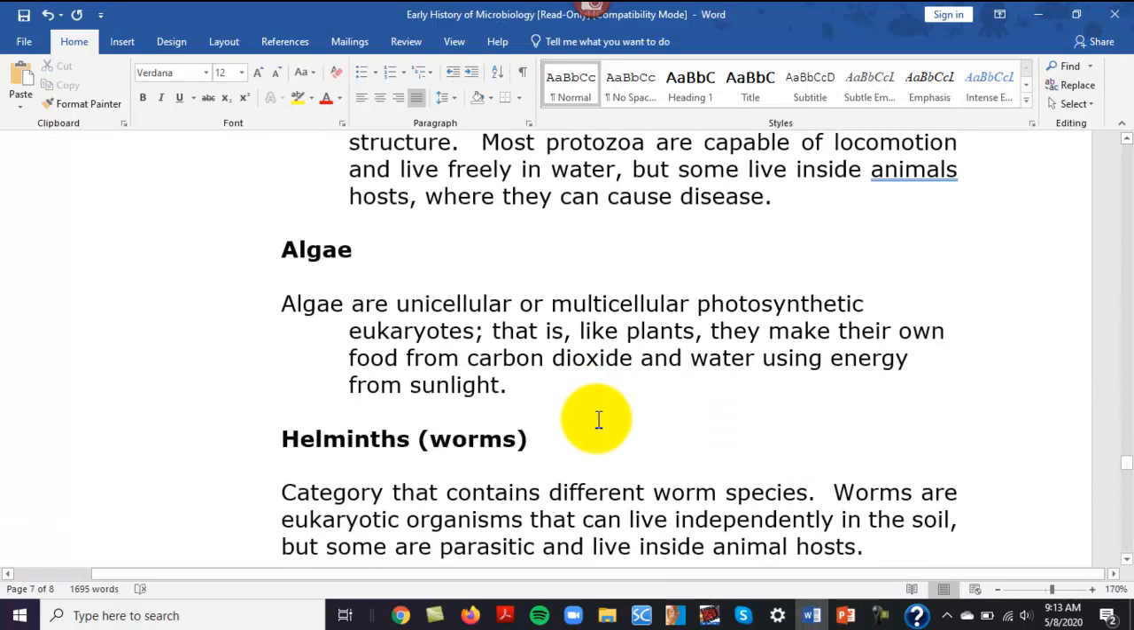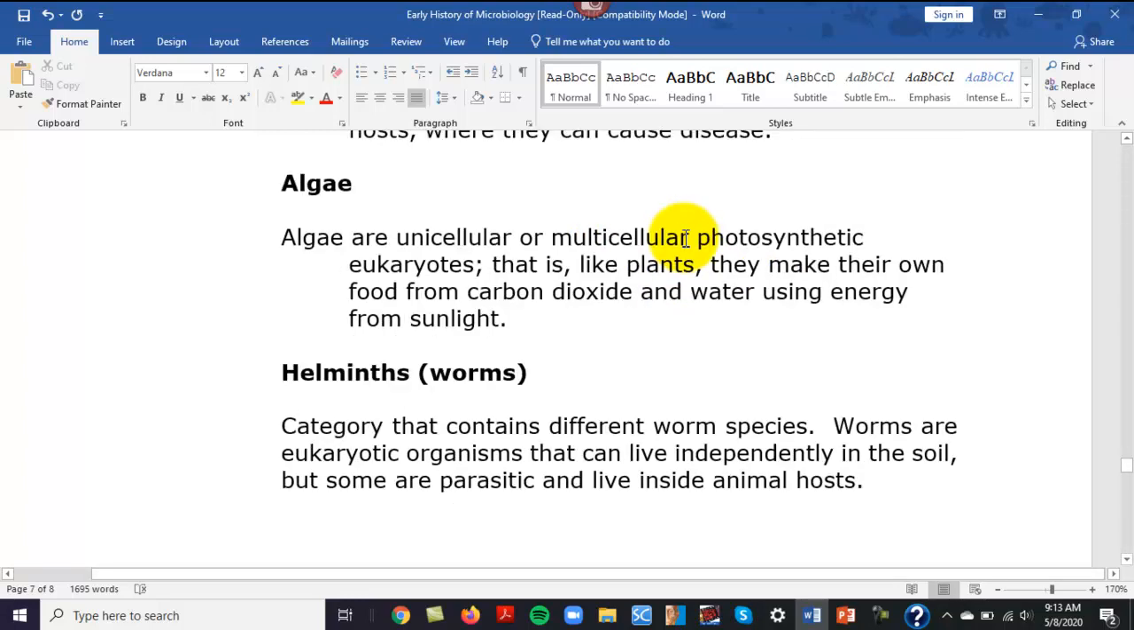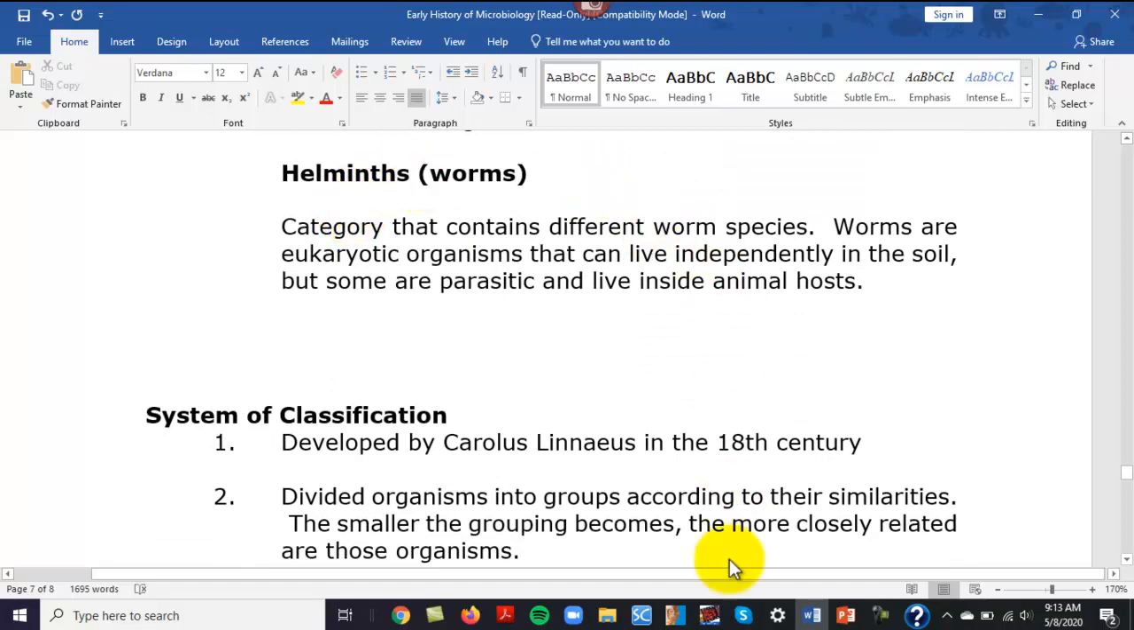Algae, unicellular and multicellular photosynthetic. Really do not talk about this in our course, but everybody knows that algae. You've seen the green growing in lakes, or if you have a pool, if you don't have chlorine or something in your pool, you get algae. So everybody's seen that. Helminths, which are worms.